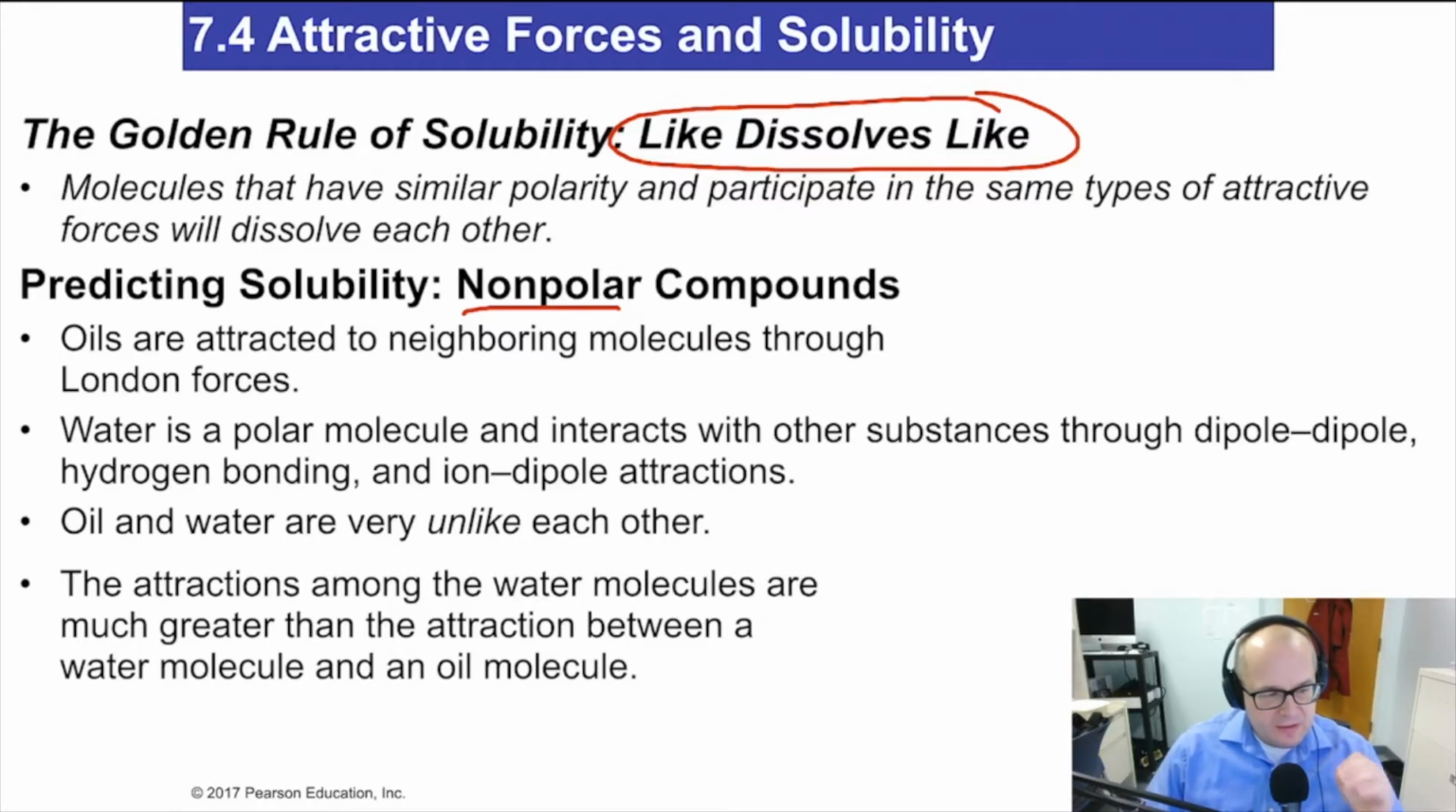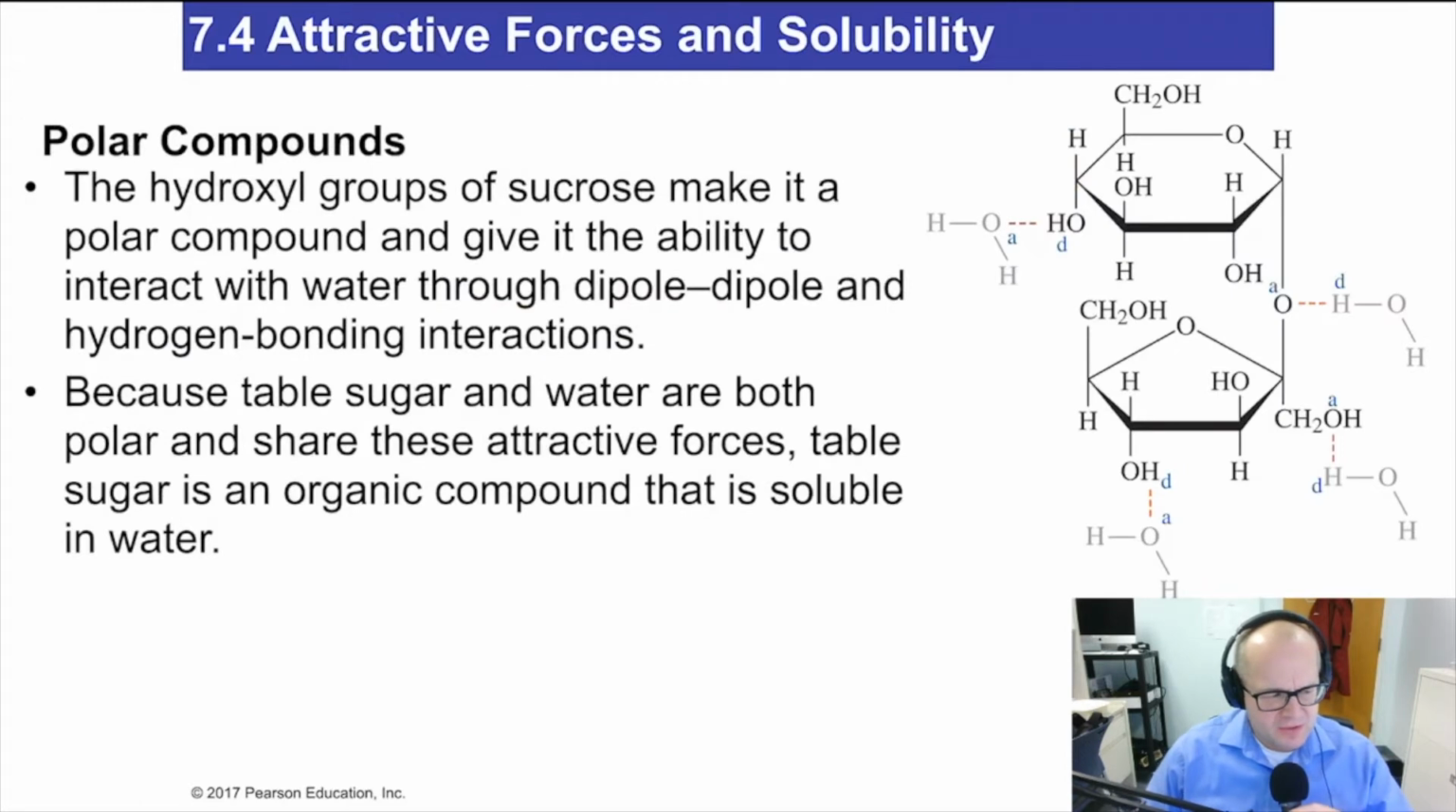Now, like dissolves like. Oil dissolves oil, water dissolves polar things. Non-polar dissolve non-polar. That's how it works. Okay? It's called the golden rule of chemistry. I always thought the golden rule was do unto others as you would have done unto you. But hey, in chemistry, it's like dissolves like.